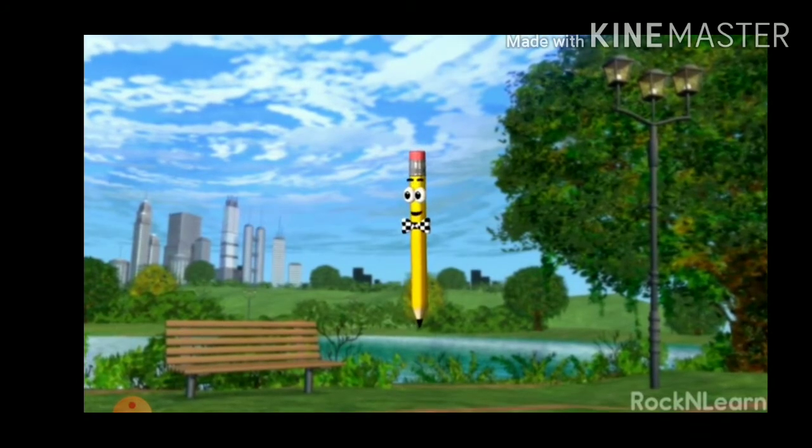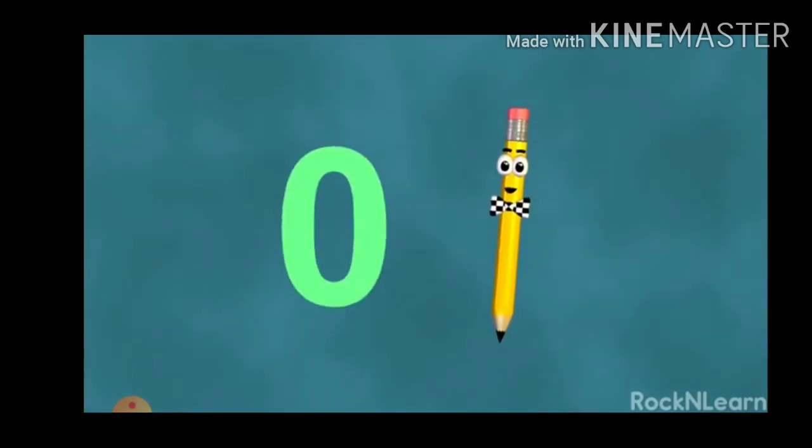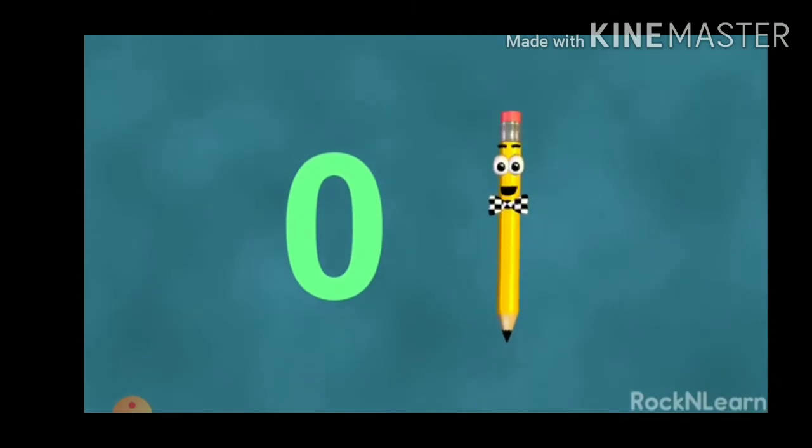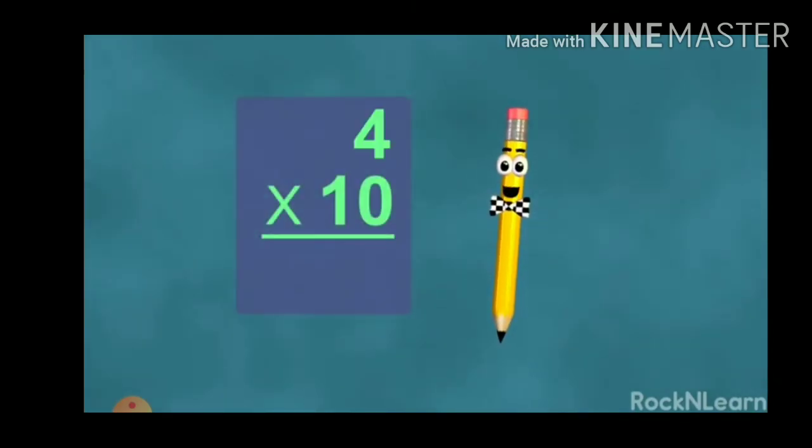It's a trick for multiplying by 10. To multiply any number by 10, simply write it down and then presto! Add a 0 at the end. You see? 4 times 10 equals 40.